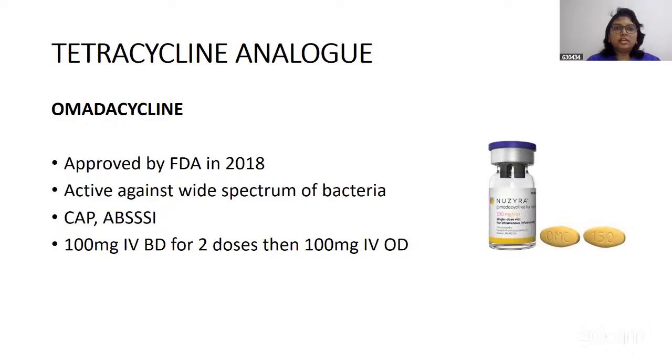Now, the tetracycline analog omadacycline, which was approved by the FDA in 2018, is again active against a wide spectrum of bacteria, both gram-negative and gram-positive, with anaerobic coverage also. It was used in community-acquired pneumonia and acute bacterial skin and skin structure infections, in a dose of 100 milligrams twice daily for 2 doses, then once daily dosing.